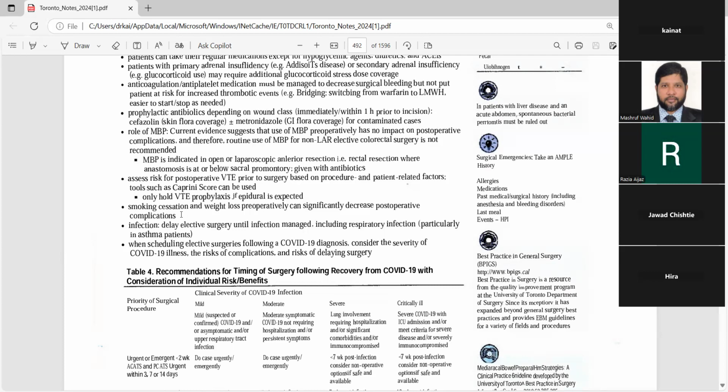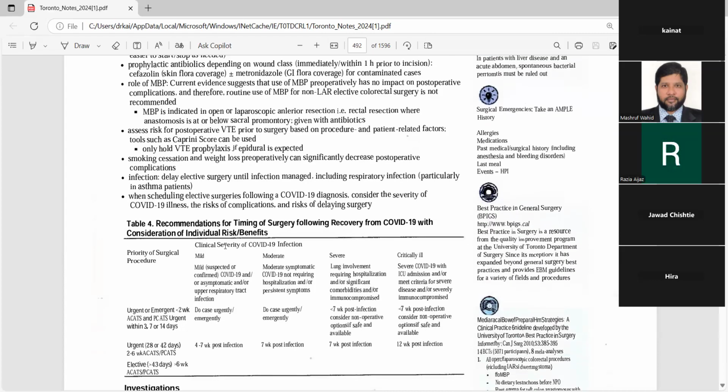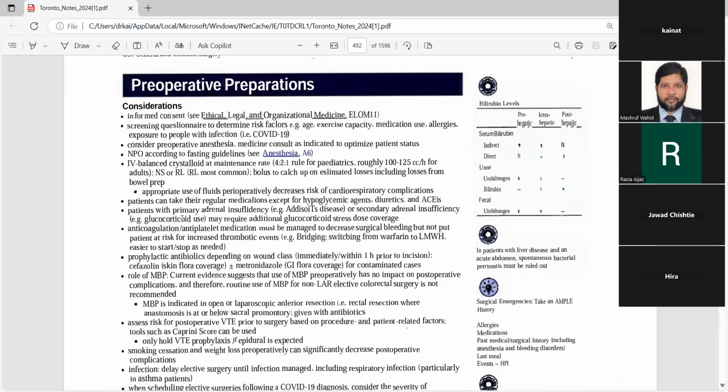In case of smoking, post-operative infections can be decreased, and elective surgery can be delayed with infection management. Even after the surgery, when the patient is being discharged, we don't give antibiotics. It's followed by the family physician, and antibiotics are given by him. When scheduling surgeries following COVID-19, it's all about PPE, you have to wear that.